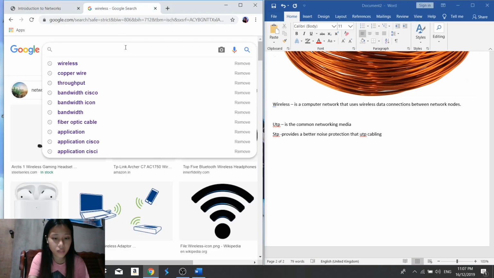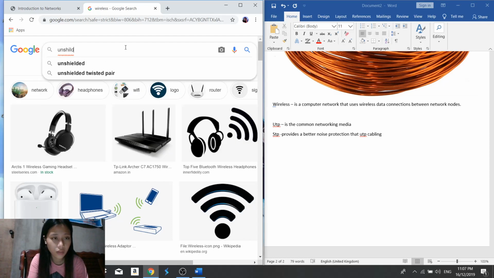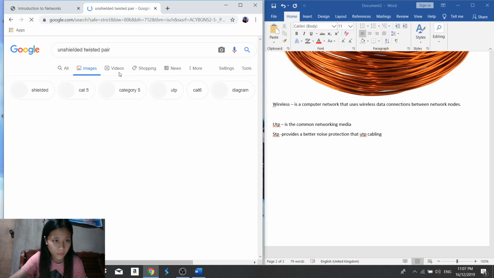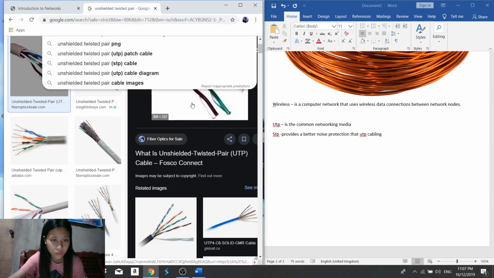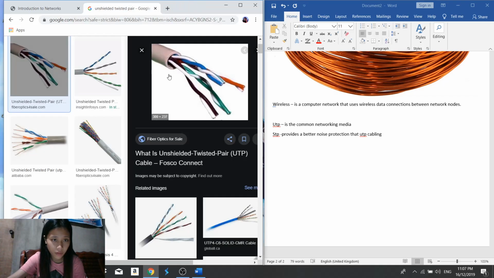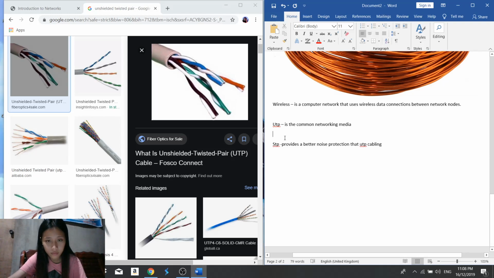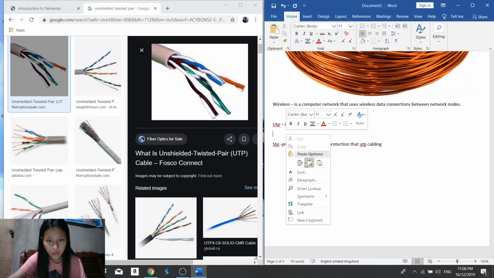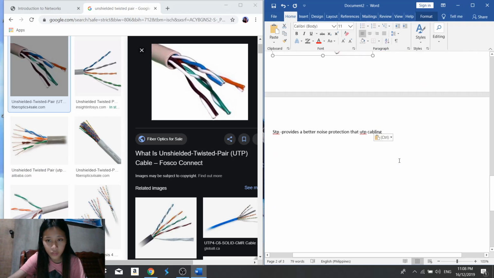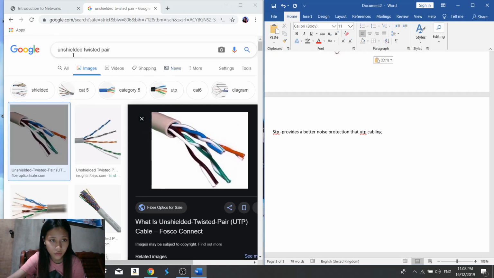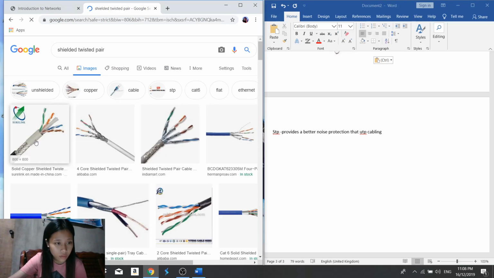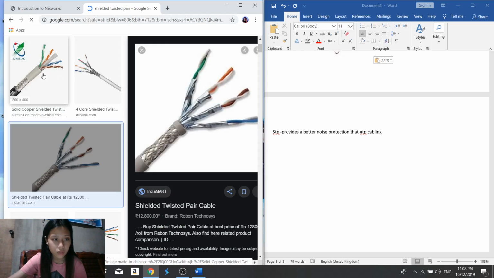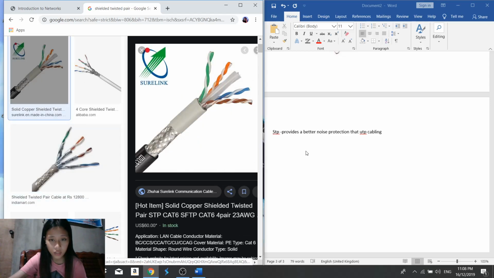So this is the unshielded twisted pair. And then for the shielded twisted pair, this is the shielded twisted pair. You can see the difference.